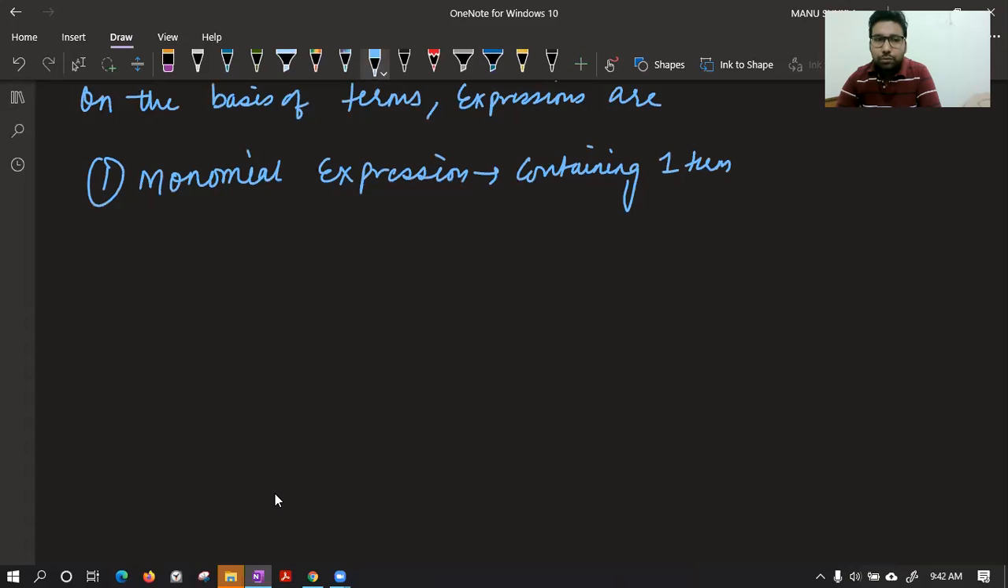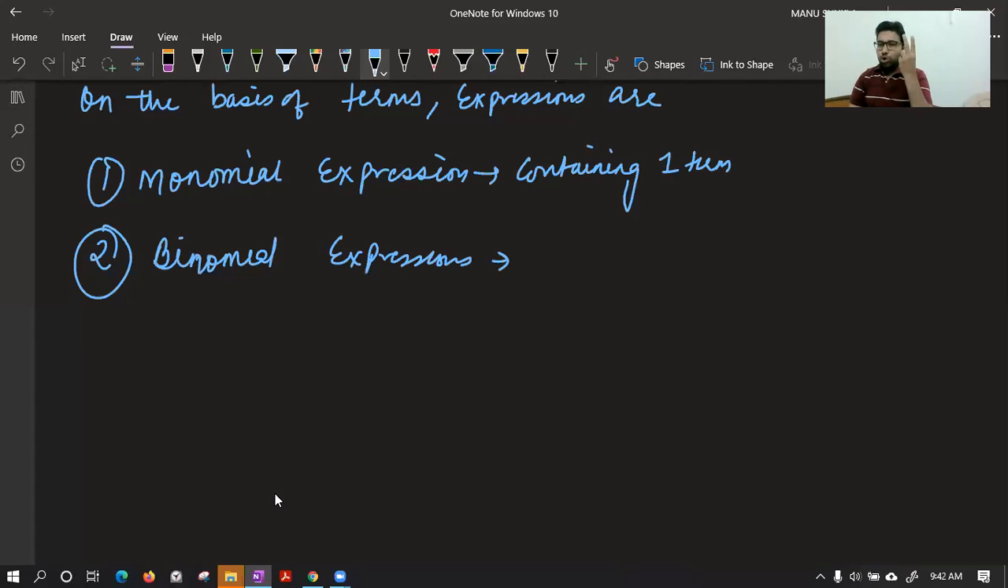Okay, the second one is binomial expressions. Class, please tell me. Binomial means bi means two. If you remember the chapter that we have done on interest, there we have a term biannual. If you have heard that term, there is a term biannual or biannually. Biannually means twice a year. Similarly, here bi means two. Okay, Tushita, good. So containing two terms.